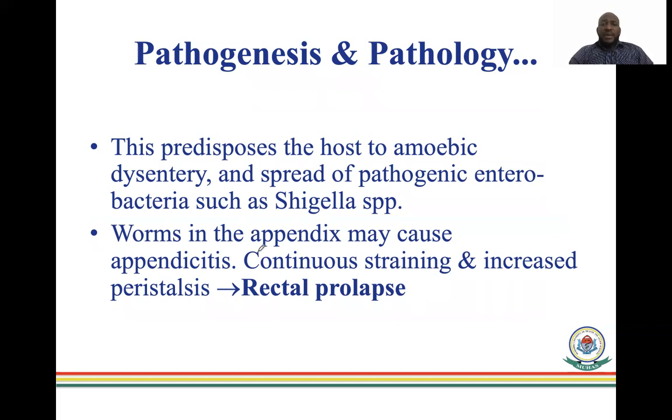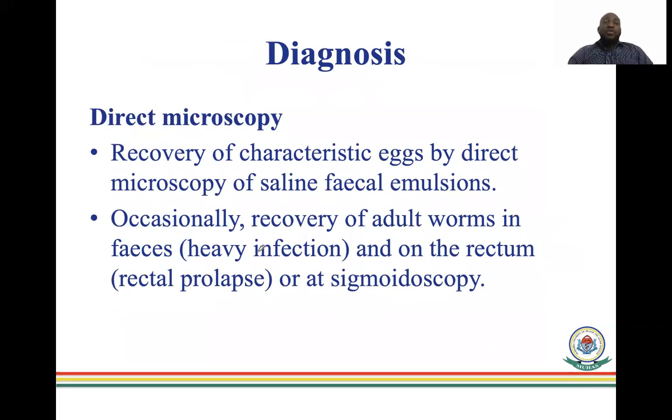And worms in the appendix may cause appendicitis, and continuous straining leads to increased peristalsis, which again leads to rectal prolapse. So that's very not good. So how do you diagnose this?